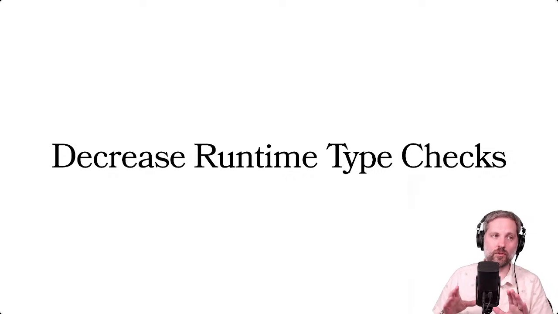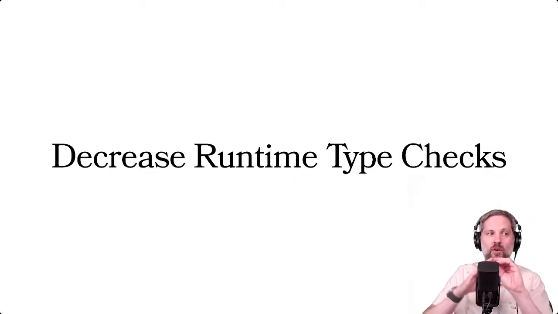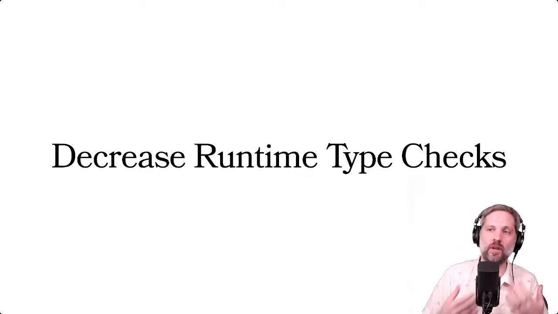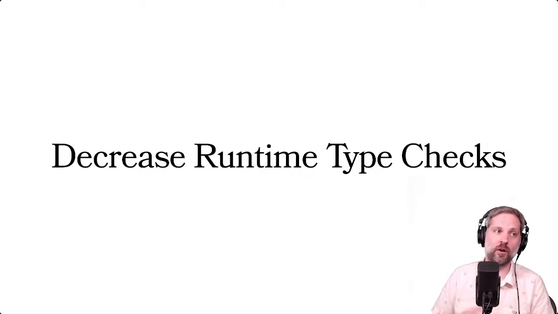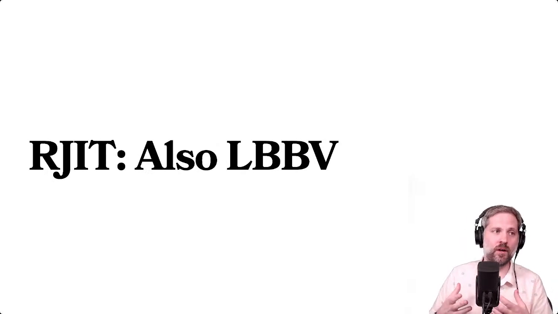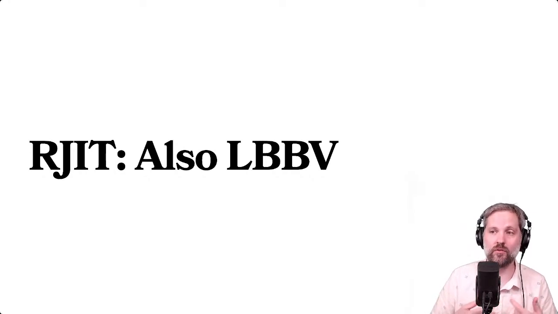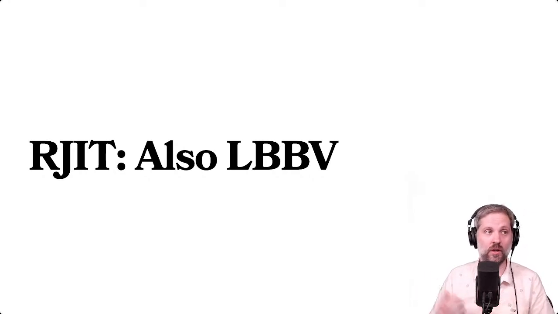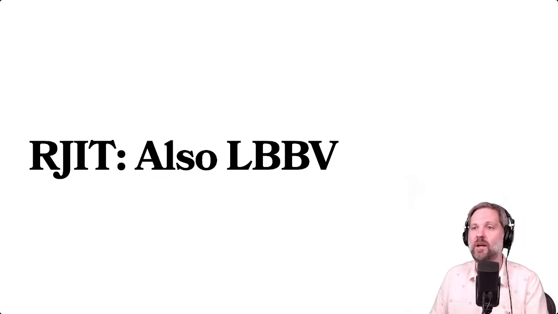So I don't need to do that check multiple times. I just do it once here, and then all the branches that go off of it basically reuse that previous check. So lazy basic block versioning helps us reduce those assertions in the generated machine code. RJIT is also using lazy basic block versioning. It's basically just a port of YJIT to Ruby, so it's the same algorithm, just in Ruby.